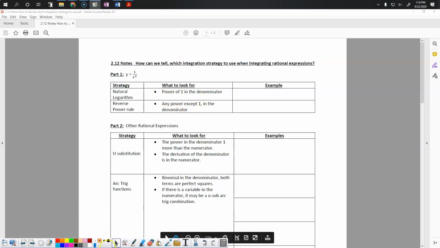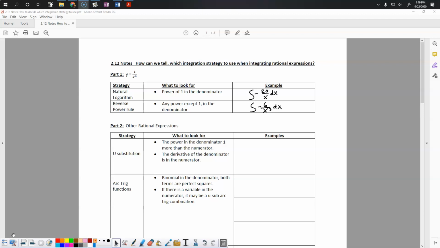So you guys pause the video here and give it a try, see what you can get. Okay, so here they are. So we have the one that is a natural logarithm is the negative 20 over x, and that's because the x is a power of 1. The other one has a power of 3, and when we have those, it's a reverse power rule.